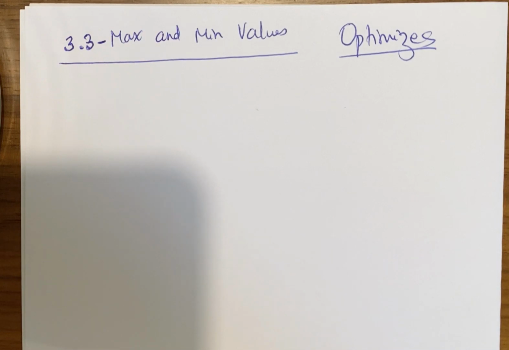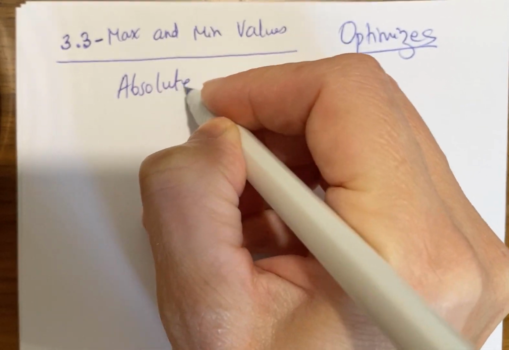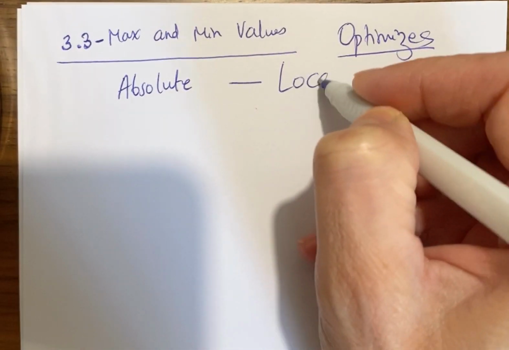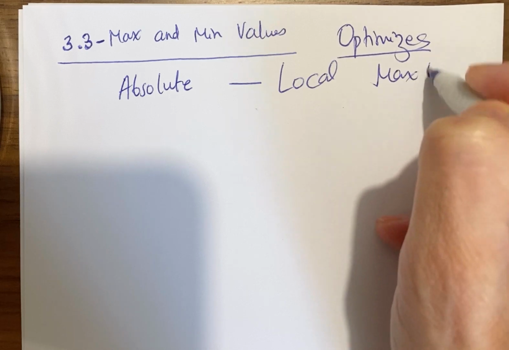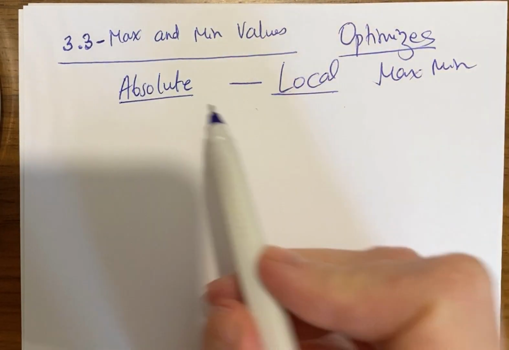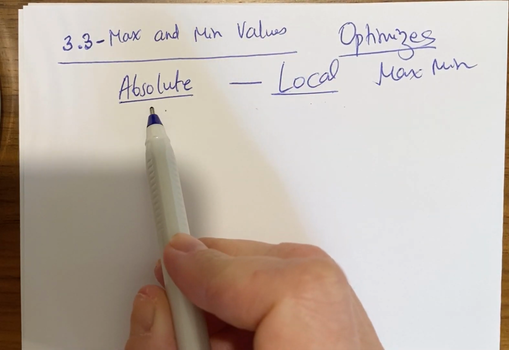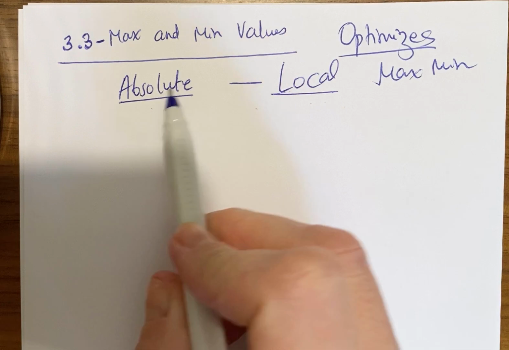Now, what does it mean to have an absolute? There are two kinds of max and min values. There are what we call absolute max and min, and there are what we call local max and min. I want you to know that these two are different. If it's absolute, it doesn't mean it's local. If it's local, it doesn't mean it's absolute. One does not contradict the other.